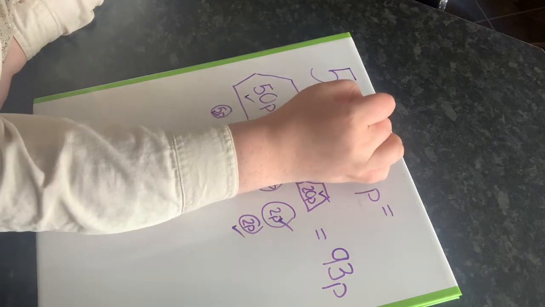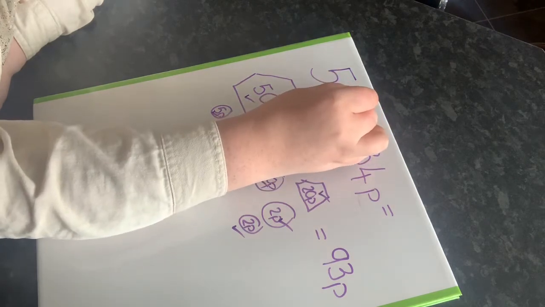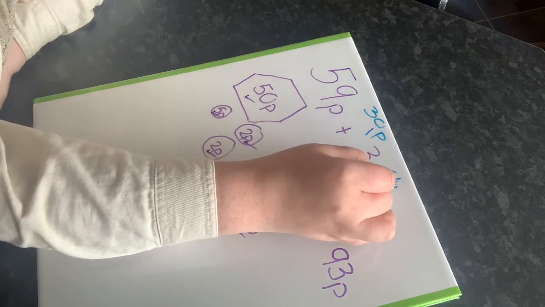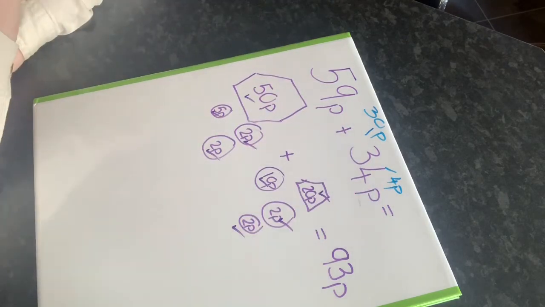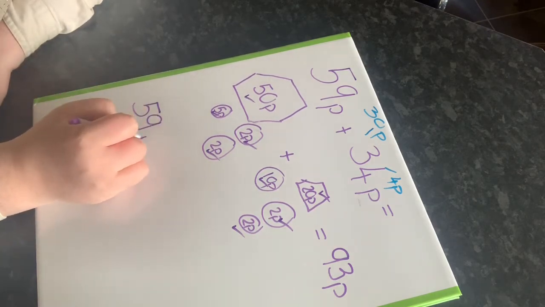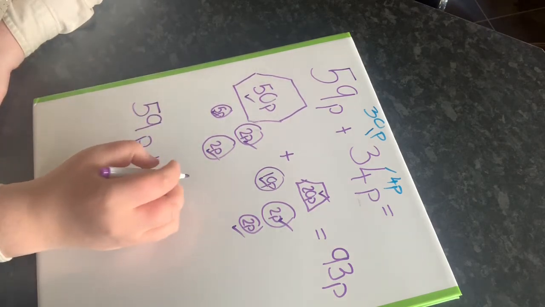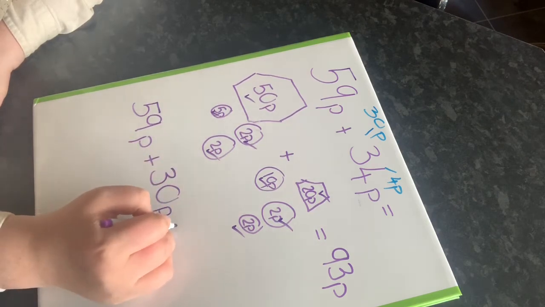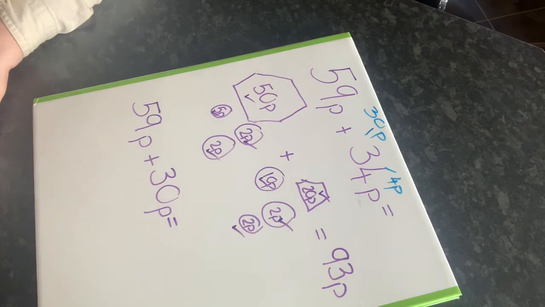So I'm going to split my 34p into tens and units. So I'm going to have 30p and then 4 units, which is 4p. I'm going to use my place value to help me. So I'm going to start by adding 59p and I'm going to add the 30p first. And then I'm going to get an answer for that.